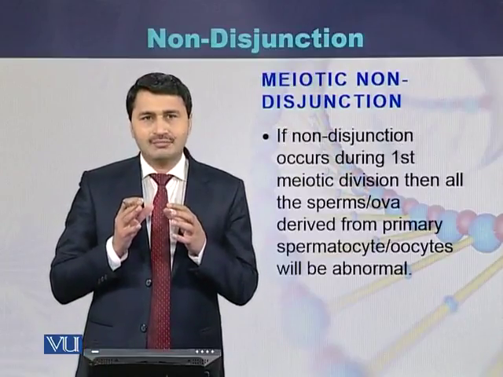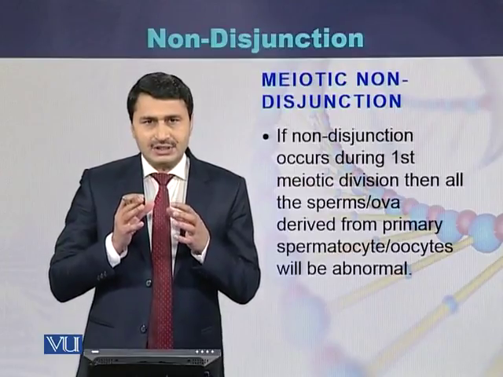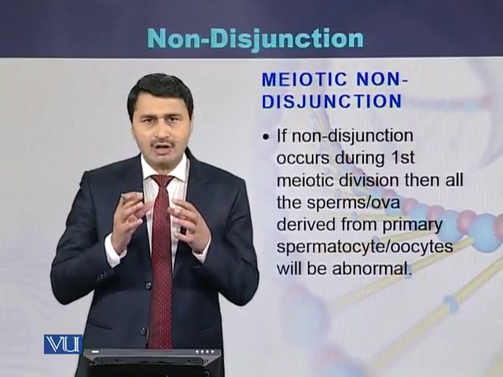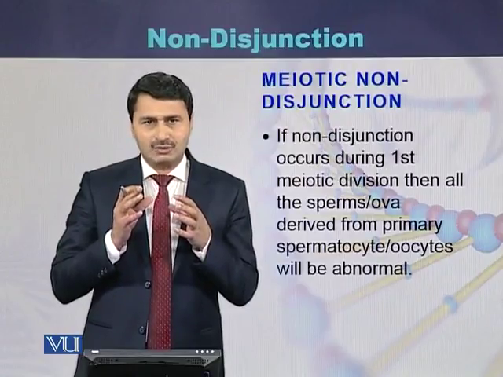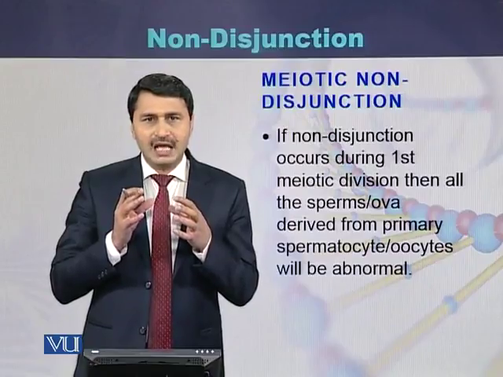In case of meiotic non-disjunction, if the non-disjunction is during the prophase of meiosis 1, then all the sperms or all the ova which will be produced from the primary spermatocyte or from the primary oocyte will be abnormal.